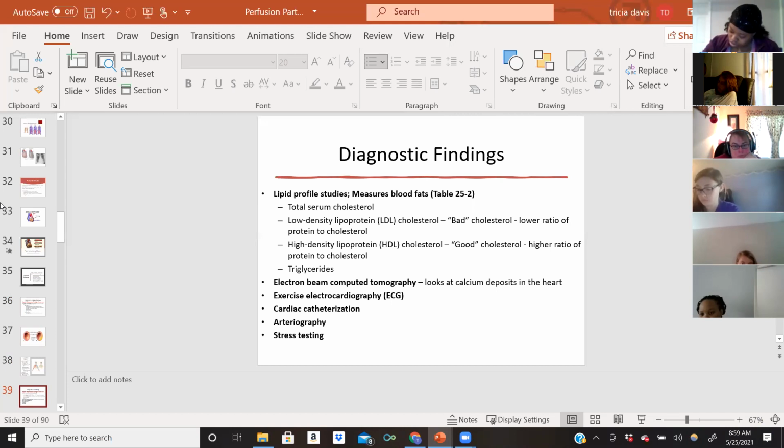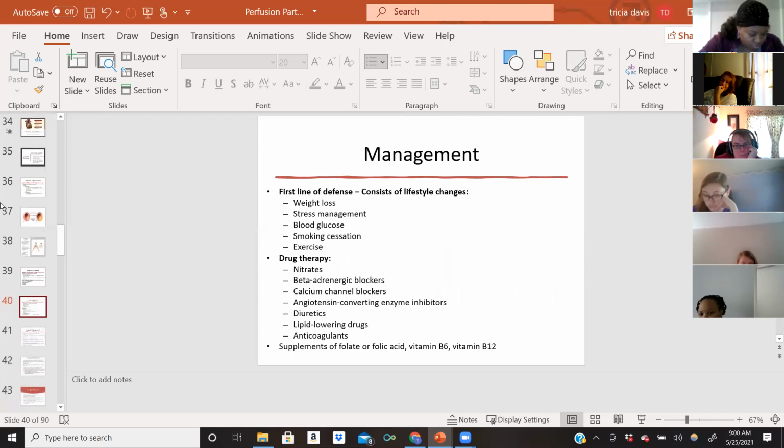We can also do an electron beam computed tomography. This is going to look at the different calcium deposits in the heart. We can look at exercise electrocardiography, so those ECGs. We could also do a cardiac catheterization, which would directly visualize that blockage, and they could go in and open it up, get rid of it, put in a stent so that we get that good blood flow going again. An arteriography, and then we can do stress testing. We've talked about all these tests in detail in previous lectures.